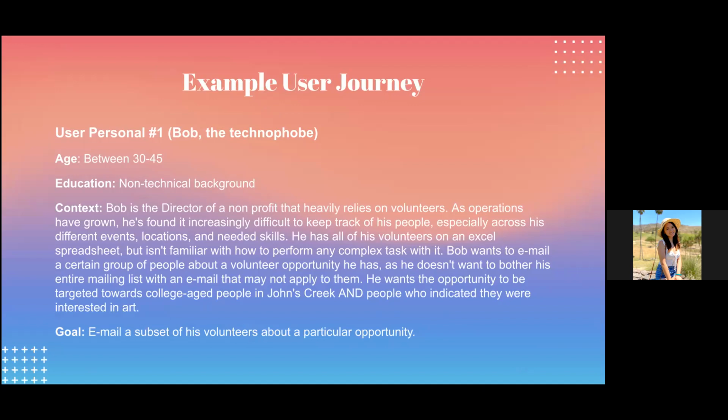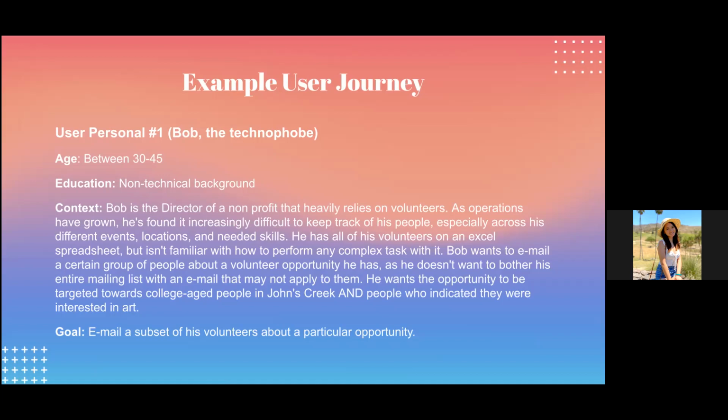So for this one, you have user persona number 1, who is Bob, and he's a middle-aged man with a non-technical background. In the context of nonprofits, he works with the director of a nonprofit, uses volunteers heavily, and he found it increasingly difficult to keep track of his people, especially across his different events, locations, and needed skills. He has all of his volunteers on an Excel spreadsheet, but isn't familiar with how to perform any complex task on it. Bob wants to email a certain group of people about a volunteer opportunity he has, as he doesn't want to bother his entire mailing list with an email that may not apply to them.